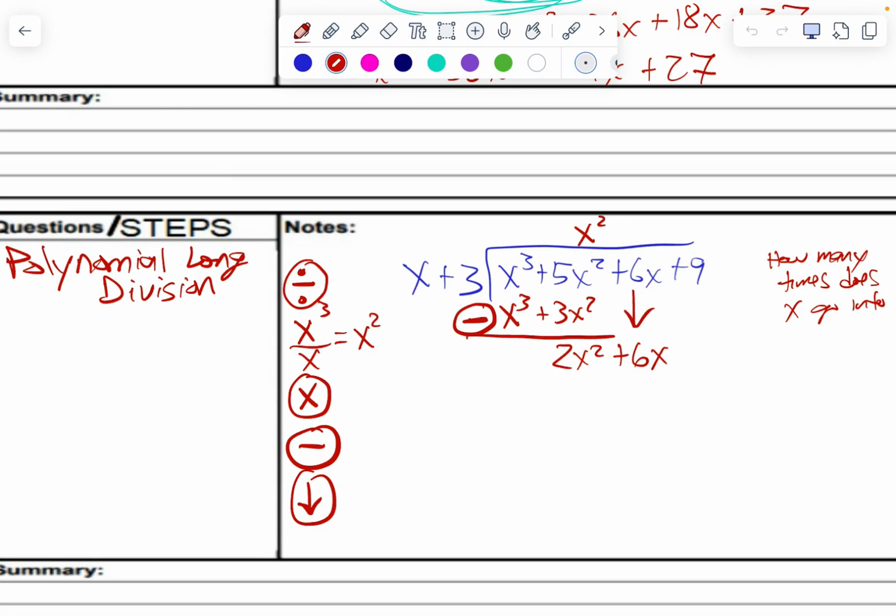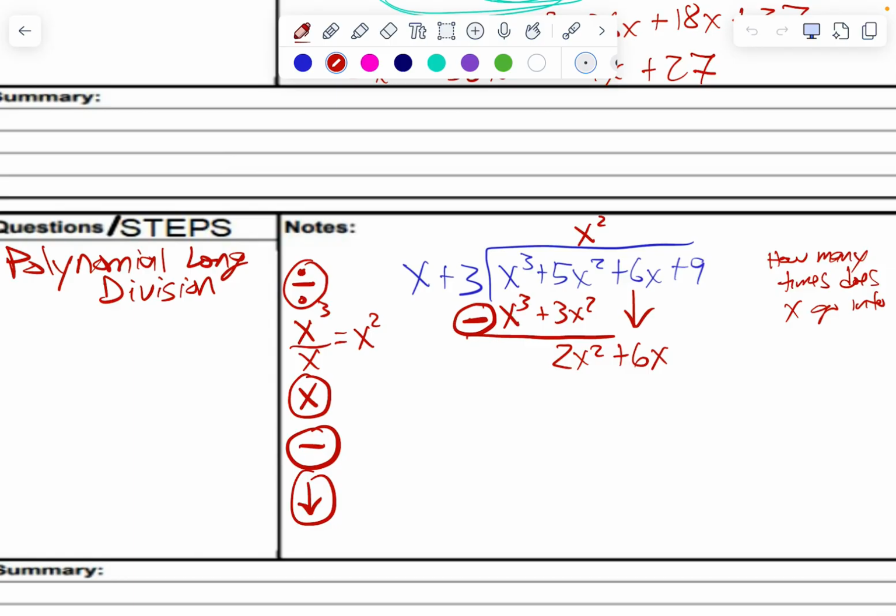Now you have this already down. I'm going to start over just to remind you. So don't erase yours, but follow along. That way we get back up to speed. Okay, so the first question was over here. How many times does x go into x cubed?